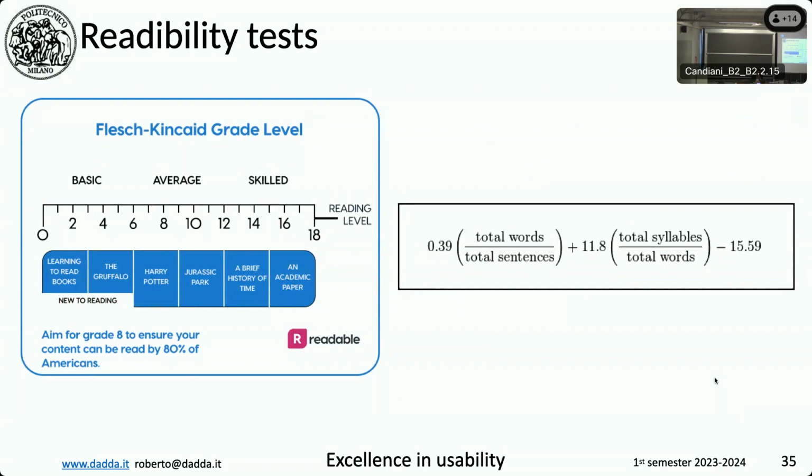Readability can be tested. There is a lot of software around. What happens is that you give the computer a text, and the computer will give you some score. The first one was the Flesch-Kincaid grade level. If you give the system your text, 18 is a very difficult thing to read. It's only for academics. And you see, this is read by everybody. This is like Harry Potter. This is like Jurassic Park, just to give an idea of readability.